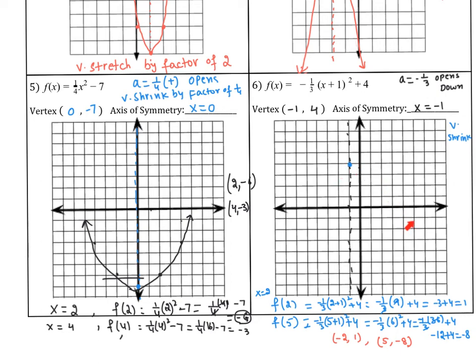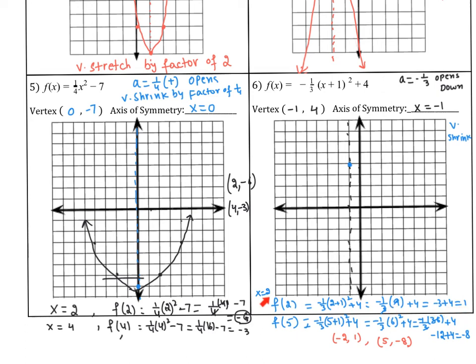Now we need 2 more points either on this side or on this side. But we need to choose the x value carefully so that the number on the bottom, that is 3, is cancelled. So we need on the top here something like 9, 6, 12, or any number that is divisible by 3. So I chose 2 carefully so that 2 plus 1 becomes 3, and 3 square is 9. So I chose 2 for x value. So 2 plus 1 square is 9, and 9 divided by 3 is 3. So -3 plus 4 is 1.